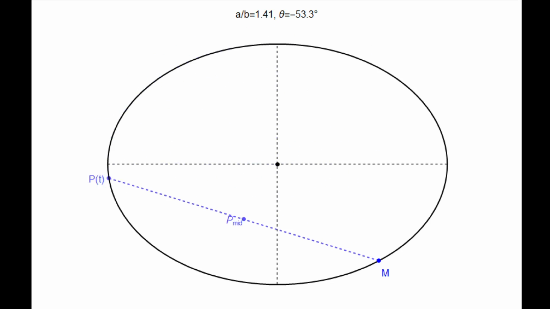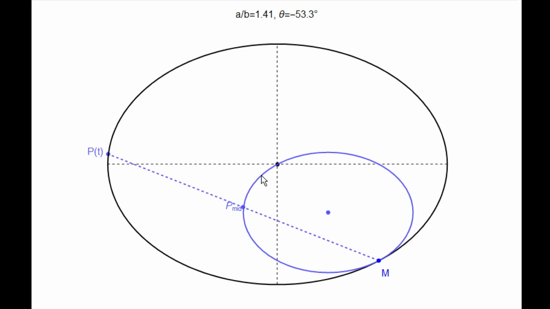Now let's consider the motion of the midpoint of these chords. What is it tracing out? It's actually tracing out an ellipse. Okay, and this ellipse is half-sized, meaning that its semi-axes are half the size of the semi-axes of the original ellipse. It passes through the center of the original ellipse, and its center is at the midpoint between M and the center of the original ellipse.